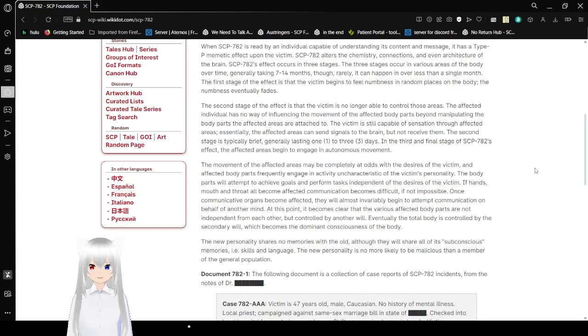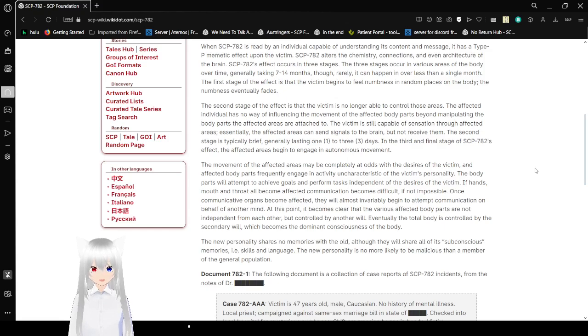When SCP-782 is read by an individual capable of understanding its contents and message, it has a Type P memetic effect upon the victim. SCP-782 alters the chemistry, connections, and even architecture of the brain. SCP-782's effect occurs in three stages. The three stages occur in various areas of the body over time, generally taking 7 to 14 months, though rarely it can happen in a month or less. I don't know what the heck happened there.